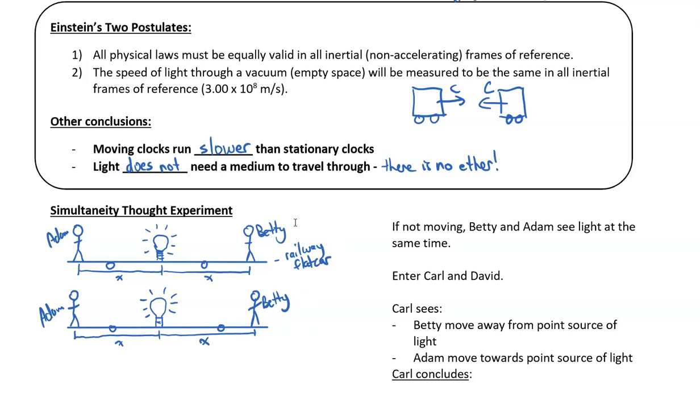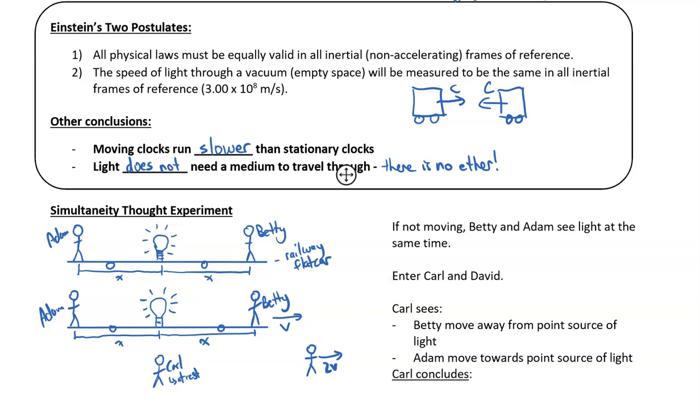We're going to bring in Carl and David. So what we're going to do is put Carl standing here at rest. But we're now going to move this train car. This train car we're going to move at speed v. And David, well, he's really quick. He makes some pretty good time on his feet, and he goes twice as fast as the train car.